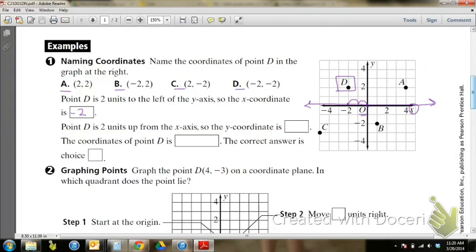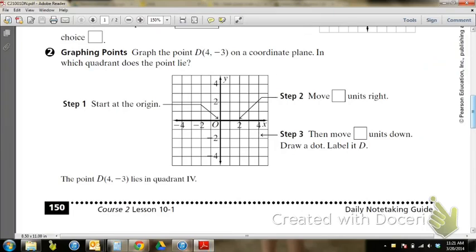Then to get to point D, I have to go 1, 2 up. So the y-coordinate is a +2. Now when you write your point, you always write the x number, then the y number. So I write -2, 2, which matches with choice B. Okay, so that's how you name a point. You always do x first. X is always first. Okay? All right. Let's move on to the next example.